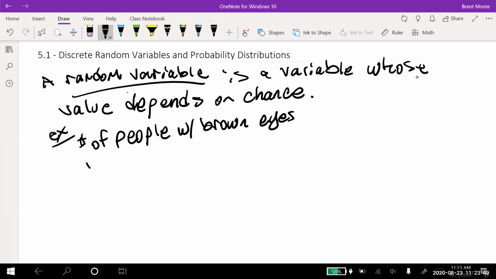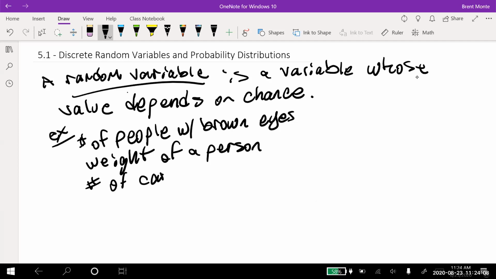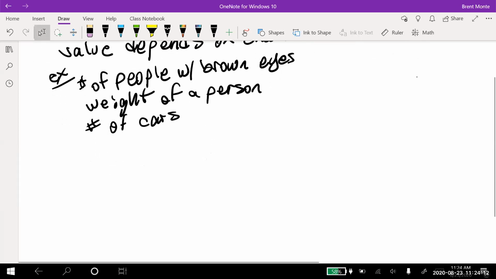So there's an example. How about if we pick some random person and we want to find out their weight. So weight of a person. Obviously, what's going to change there isn't necessarily that person's weight, but it depends on who I pick. Two different people will most likely have different weights. And then lastly, let's look at maybe the number of cars in the parking lot. These would all be random variables. So it's nothing real crazy or anything, but let's talk about the name of this section, discrete random variables.